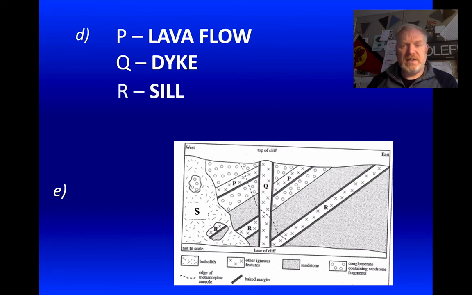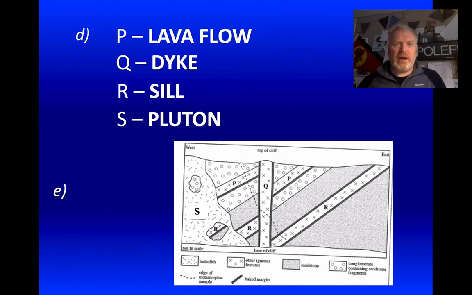R is a sill. We've got an igneous body here that follows the beds. It's concordant with the beds in the country rock, and we've got bake margins top and bottom. And finally, S is a pluton, a large igneous body that cuts across the other beds.